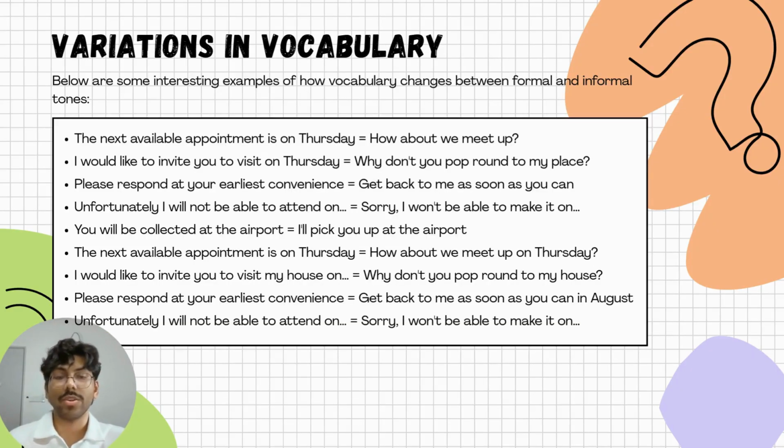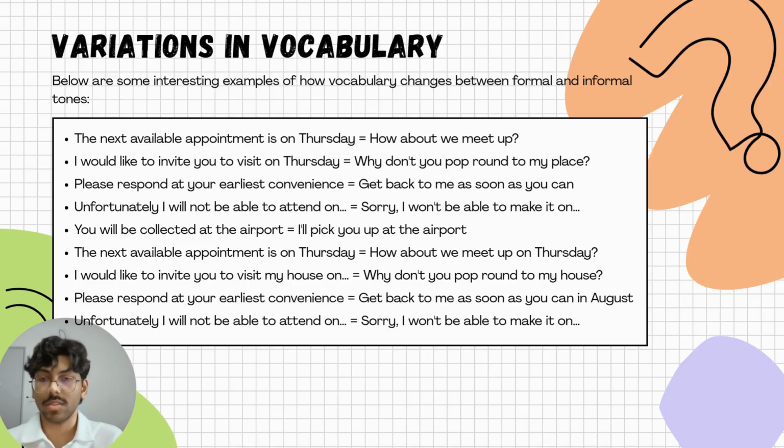Variations in vocabulary is a really broad topic. It cannot be shown as a mathematical formula as we can do for grammar. So here I have given a few examples of the same sentences written in formal and informal tones. Let's start with the first example. The next available appointment is on Tuesday.